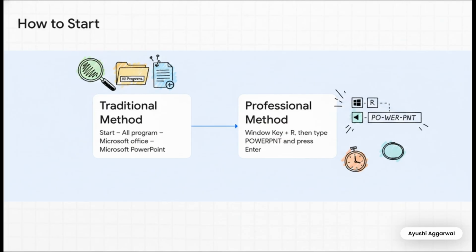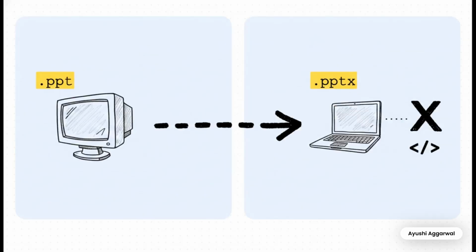Now pay close attention to the spelling. The examiner will try to trap you by giving PowerPoint as an option. The correct command is just POWERPNT. Make a note of that. This is a super important concept.